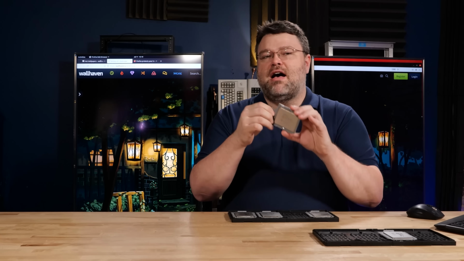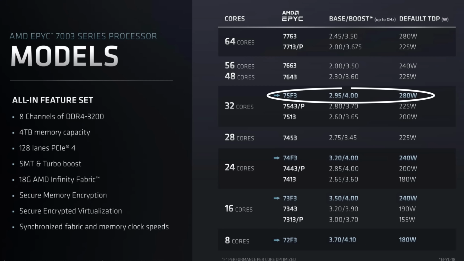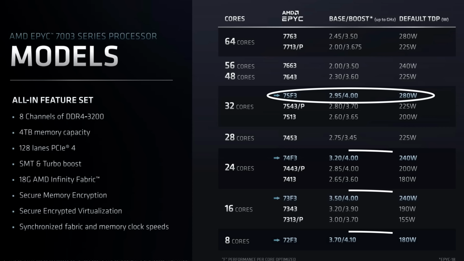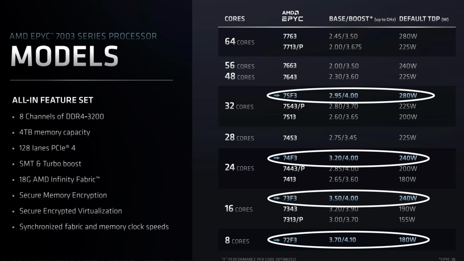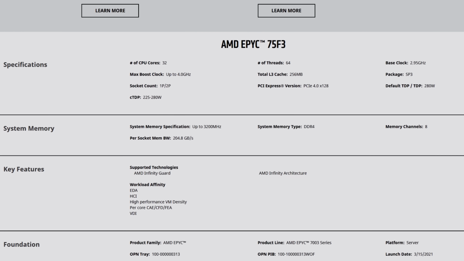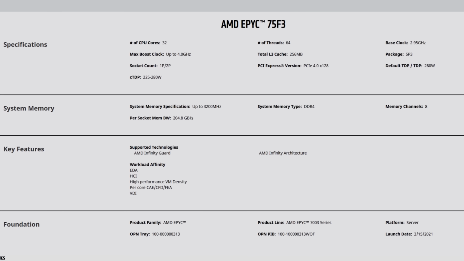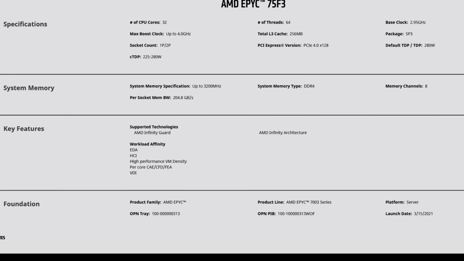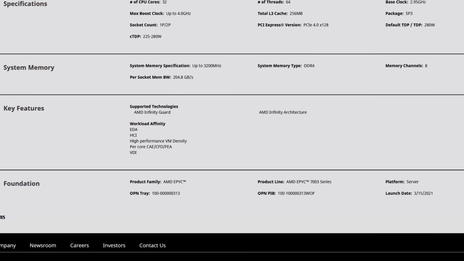I've also got the 75F3. The 75F3 is 32 cores, and this is the highest end F series processor that AMD has. Truth be told, there's actually 4 of these: 8, 16, 24, and 32 cores. The 32 core is the one that I would recommend over both of the 64 core models. There's a 7713, which is a steal if you need 64 cores.